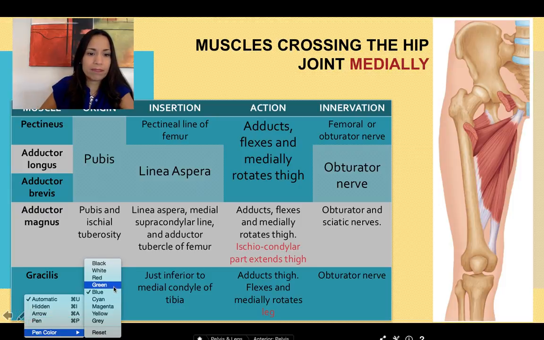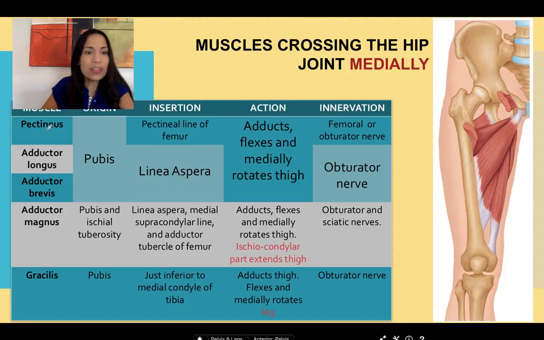In this group, we have pectineus, 3 adductors, and gracilis. Pectineus, adductor longus, brevis, magnus, and gracilis. Longus is long. Magnus is where you're big. Okay? You're tall, that's longus. You're big, that's magnus. And brevis is a smaller one, smaller than longus.